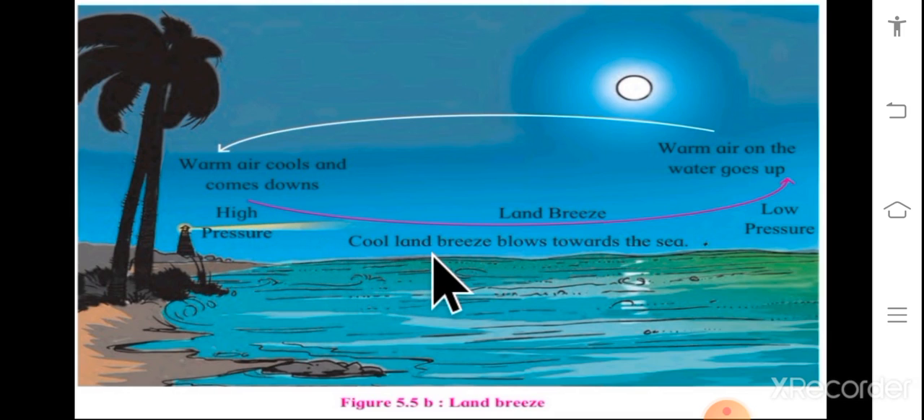cool air, this pink color, cool land breeze blows towards the sea, and the sea air warms up on the water, goes up, and warm air cools and comes down. So according to the rule, the air moves from high pressure to low pressure. So at night, the wind is blowing from land to the sea. So this type of breeze is called land breeze.